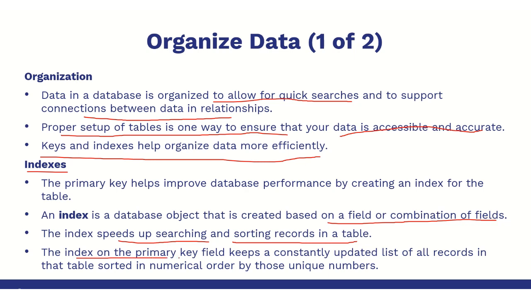The index on the primary key field keeps a constantly updated list of all records in that table sorted in numerical order by those unique numbers.